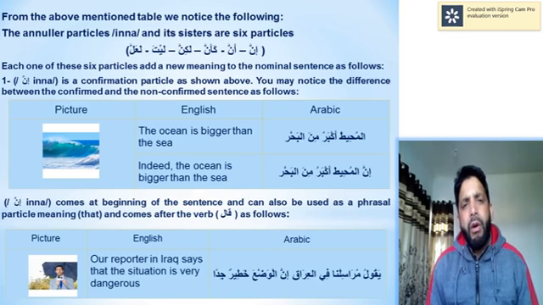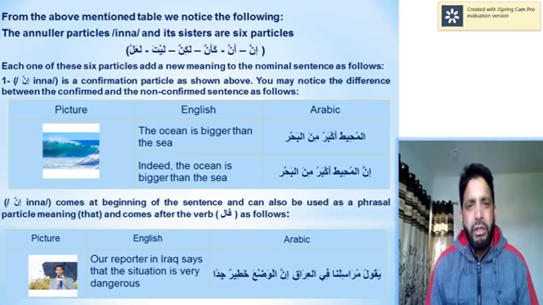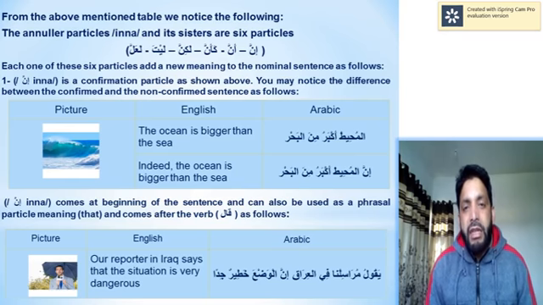So from all that we have mentioned, we note the following points. The annular particles inna and its sisters are six in number. They are all six: inna, anna, ka'anna, lakinna, laita, la'alla. Each of these six particles adds a new meaning to the nominal sentence as follows.